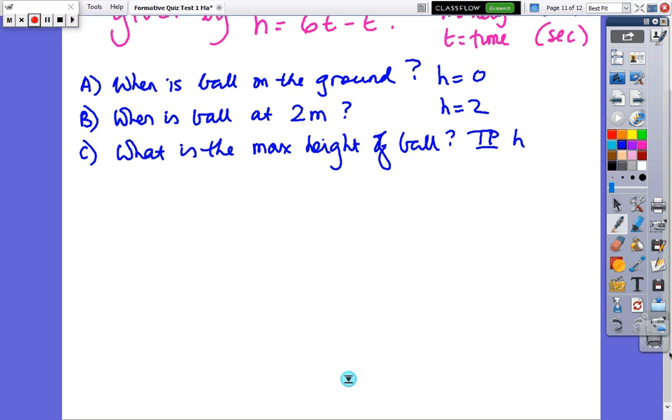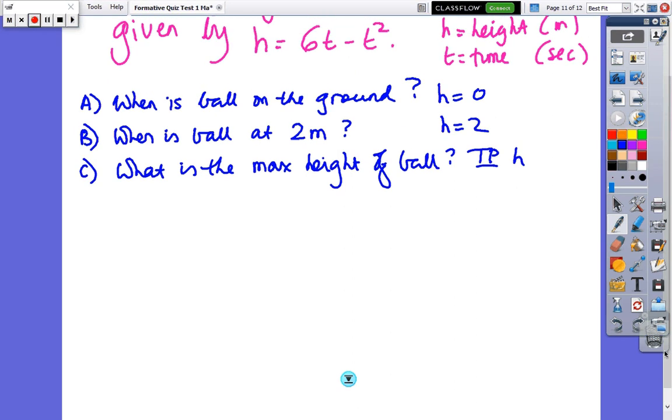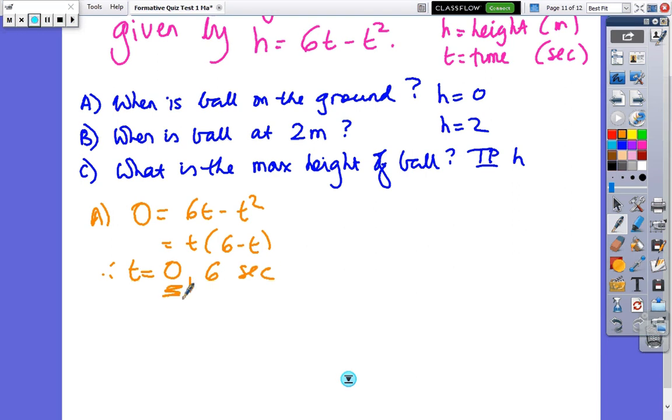Okay, so I've gone too far, I can't see the question. Okay. So in part A, when's the ball on the ground? So 0 equals 6t minus t squared. Factorise: t bracket 6 minus t. So the 2 times the ball's on the ground is 0 and 6 seconds. So this is when it's first on the ground, and this is when it comes back to the ground. Okay, so you're chucking the ball at the start and then it hits the ground later on.